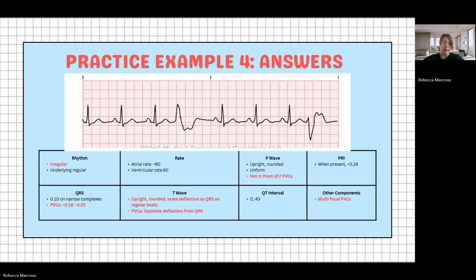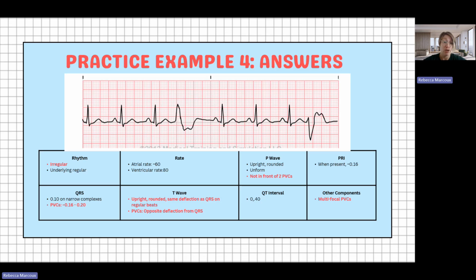So the rhythm on this is irregular, but our underlying rhythm is regular. The atrial rate is about 60. Our ventricular rate is 80. And that's because we have these two beats that do not have P waves, which means they're wide and they don't have P waves, which means they're ventricular. So those are premature ventricular contractions.